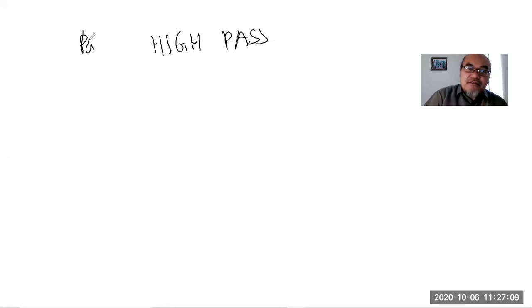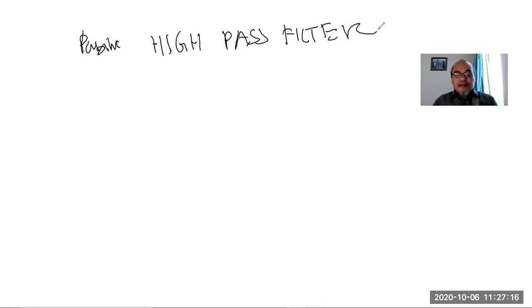Passive high pass filter first. So in a passive high pass filter, of course, ideally what we want is a circuit that can pass all the signal above a certain cutoff frequency.